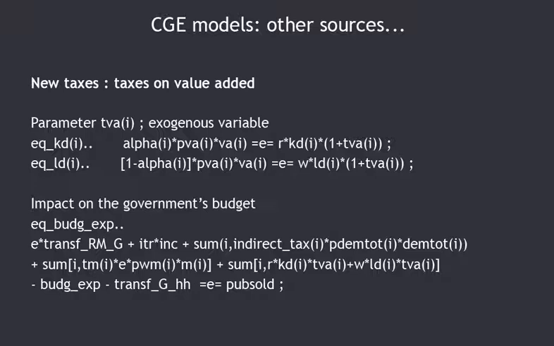Of course, it changes the budget of the government, which is now this equation, which means public sold is equal to transfer from the rest of the world to the government, plus income tax, plus indirect taxes on sales, plus custom duties, plus tax on value added, minus public consumption, minus transfer from government to households.